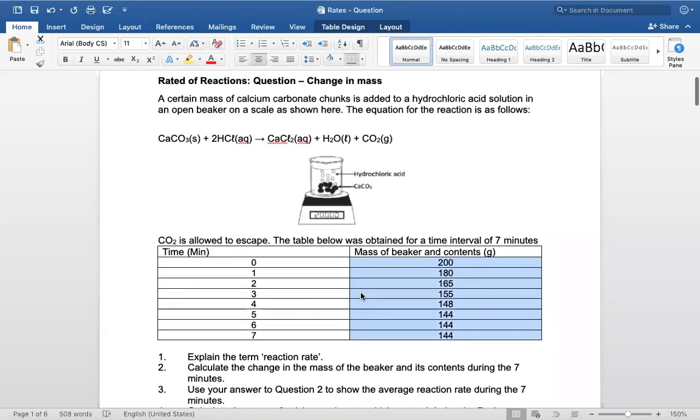So now we've got the moles of carbon dioxide. But what's the question? The question says we want to work out the mass of calcium carbonate. So what do we do next?